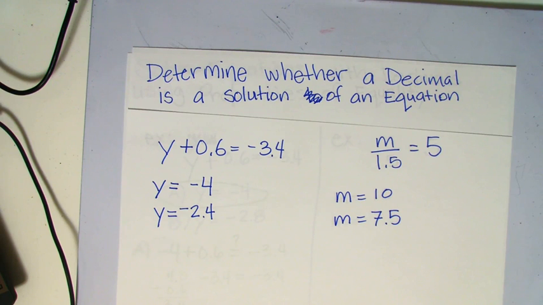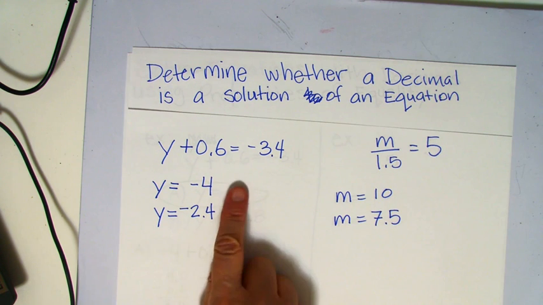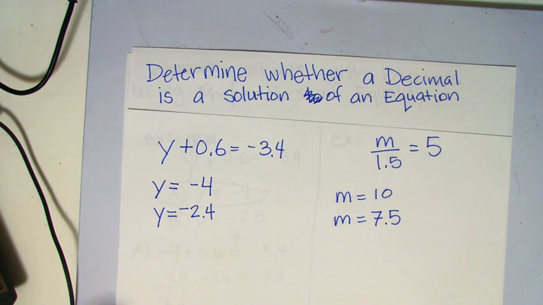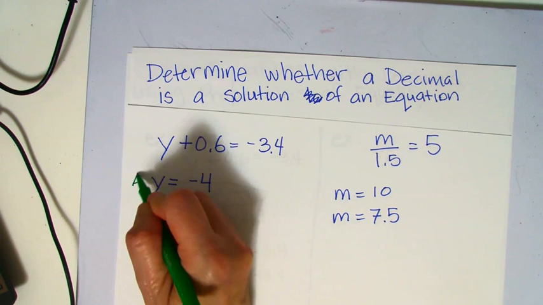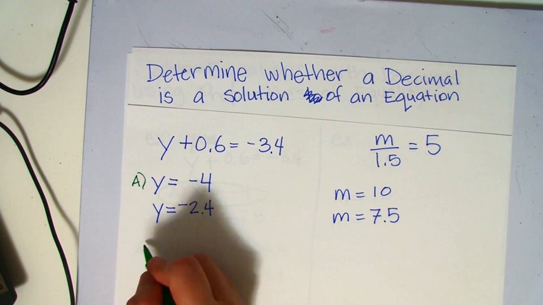We're now going to determine whether a decimal is a solution of an equation. We're going to do this by plugging in our y values into this equation and figuring out which one is going to be the correct solution, if any. For this first part, A, we say that y is -4.